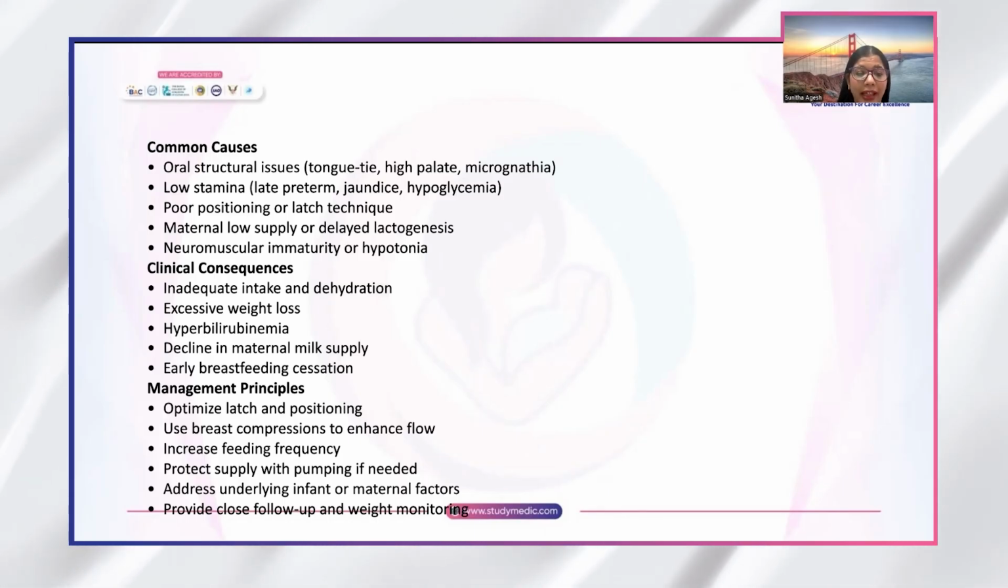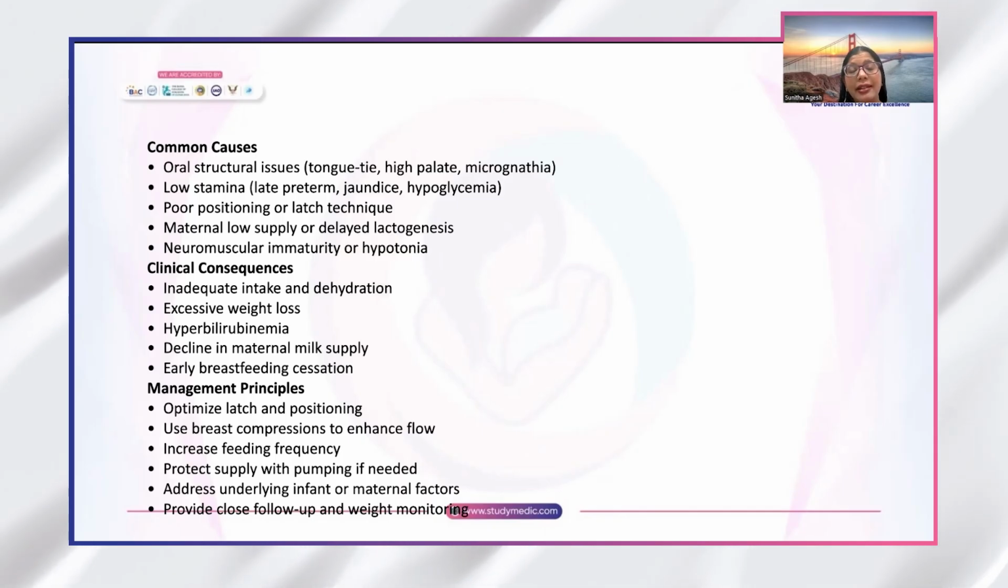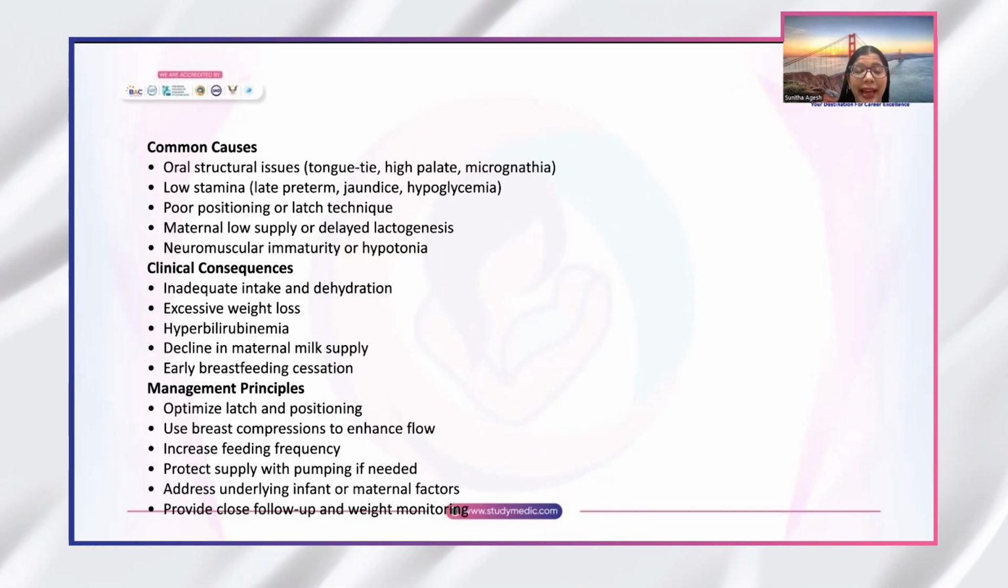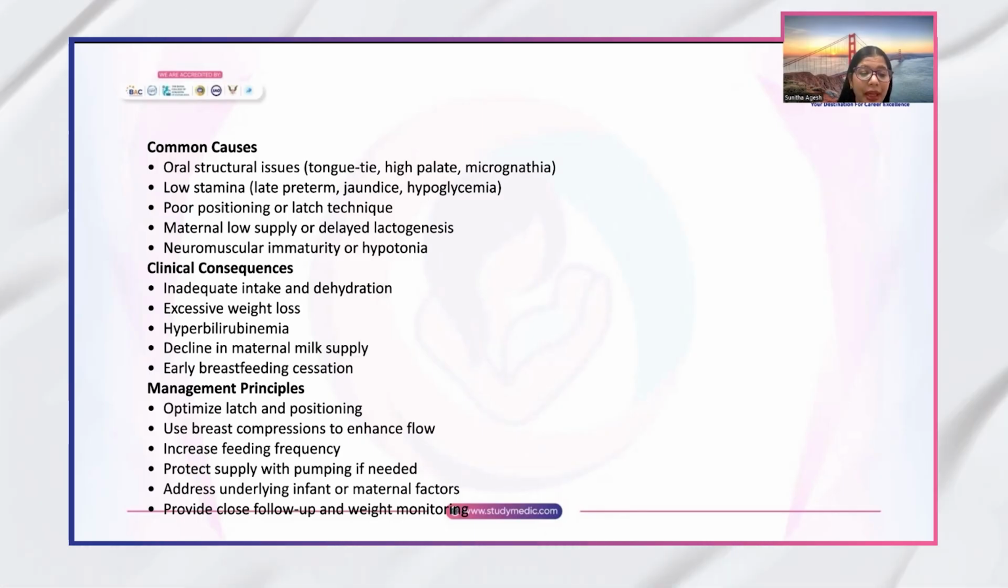So how can we manage? Whatever the situation, first we need to assess the latch and positioning. If the latch or the position is not good, we can correct it. Then, if it is a preterm baby, we can do breast compression to enhance the flow so that the baby will get more milk inside the mouth. And increase feeding frequency. We can ask the mother how frequently she is feeding. We can tell them to feed at least a minimum of 8 to 12 times in a day. We need to feed the baby.